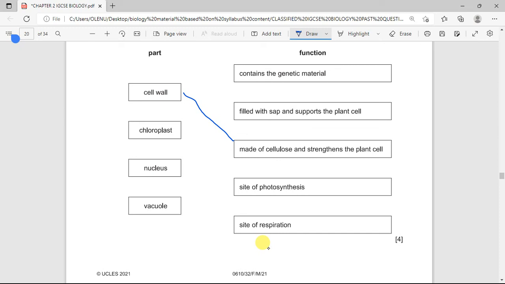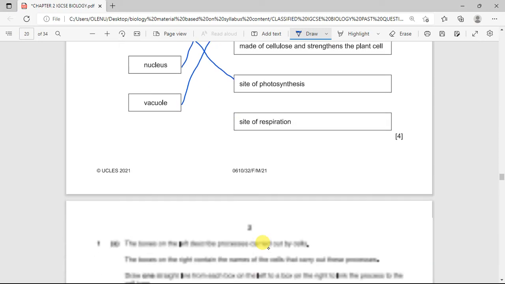Chloroplast is the site for photosynthesis. Nucleus contains genetic materials. Vacuole is filled with cell sap to support the plant cell.